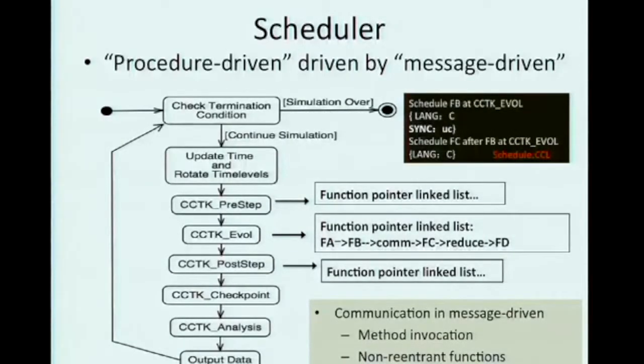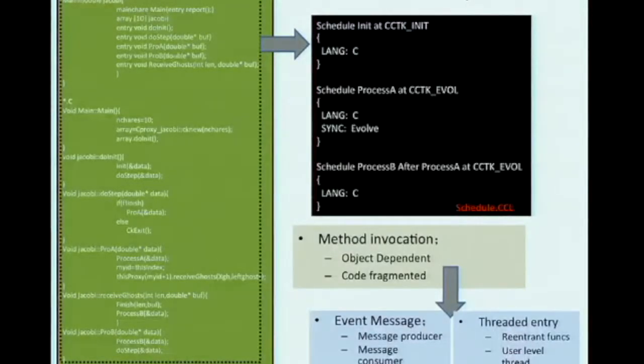Because in the CCL files, it will execute function B, and it will invoke a remote method, and it will return immediately. And if function C needs the new data that have been exchanged, the answer will be wrong. So this situation can be solved by two methods. The first one is using threaded entry. The threaded entry makes the function reentrant, but it runs on a user-level thread. The other one is using the event message model. It has two roles involved: message producers and message consumers.